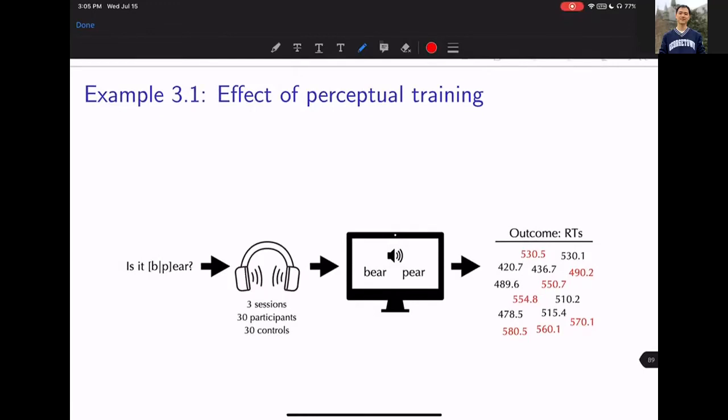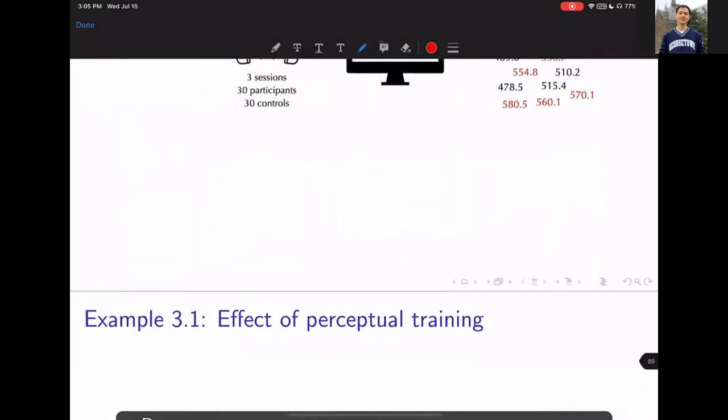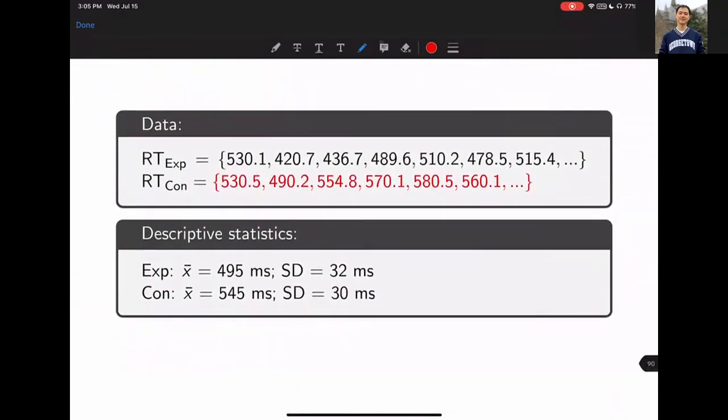So this is a stylized kind of research question that we often see. Let's say this is the data we have. We have reaction time from an experimental group, and reaction time from a control group. This is observation 1, observation 2, observation 3, so on and so forth. We also do some descriptive stats, and the average for the experimental group is about 500 milliseconds, and the control group about 550 milliseconds. Let's say this is what we have, right?